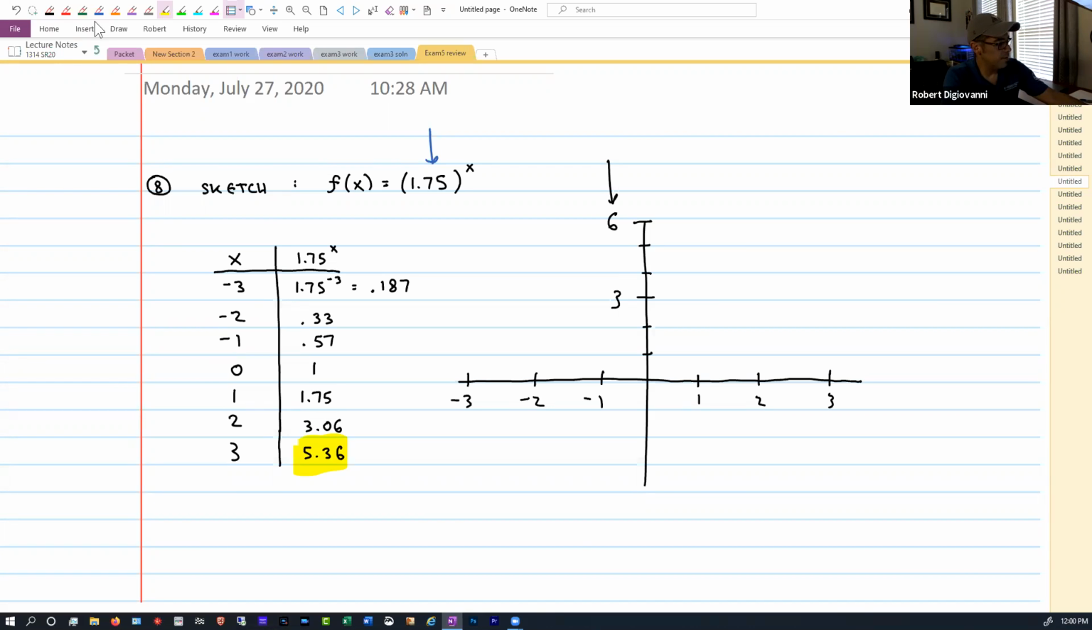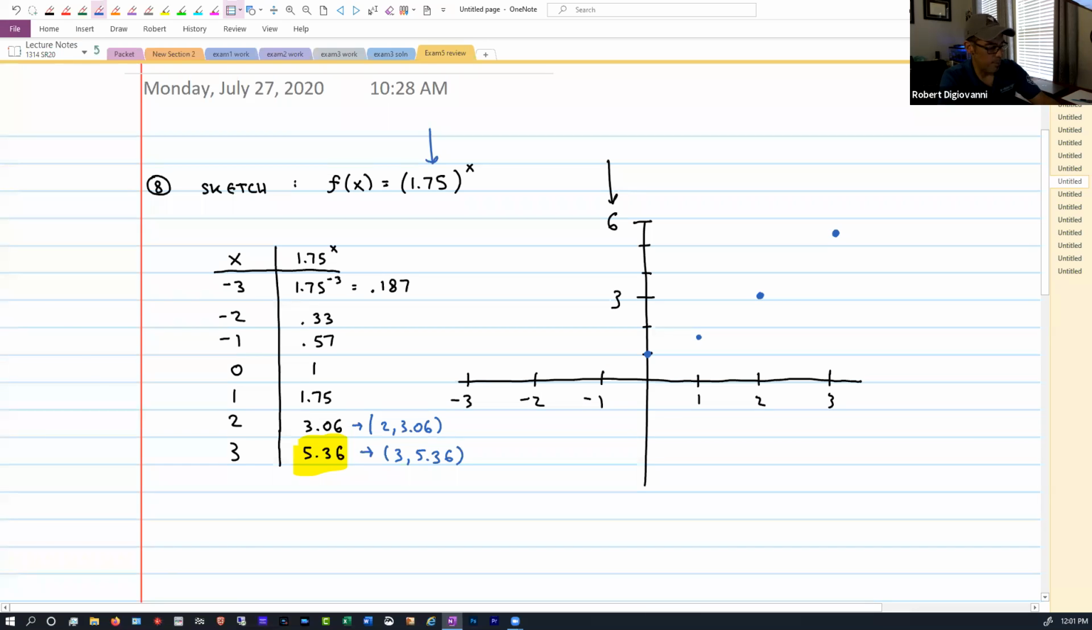So now I just start putting dots in. Looking at this first one, this is the ordered pair 3, 5.36. So I go to the right 3, and I go 5.36 up. We're just going to kind of ballpark it. There it is. This next point is the point 2, 3.06. So I go to the right 2 and I go up a little bit more than 3. And then at 1, I'm at 1.75, so I'm about right here. At 0, I'm at 1.